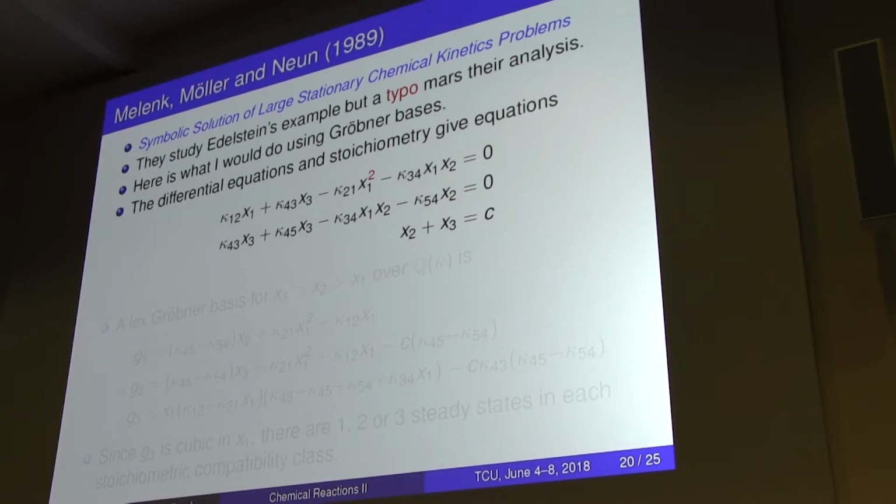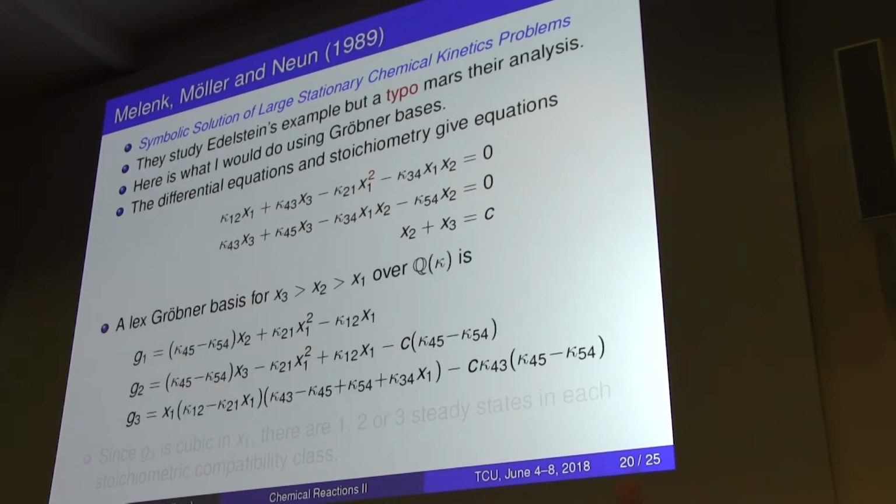So when you set up the differential equations, look at the steady states, and also I want this stoichiometric compatibility class, you get that. So this is basically the steady states in this particular stoichiometric compatibility class. And their typo is they left off that exponent. And then it took me a while to figure that out. And so it's just computing a Gröbner basis.